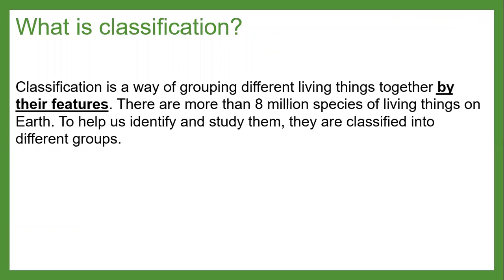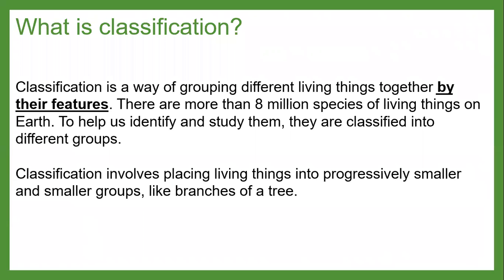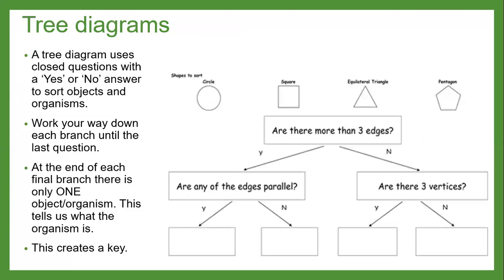So what is classification? Classification is a way of grouping different living things together by their features. There are more than 8 million species of living things on Earth. To help us identify and study them, they are classified into different groups. Classification involves placing living things into progressively smaller and smaller groups, like branches of a tree. So let's look at this example below.